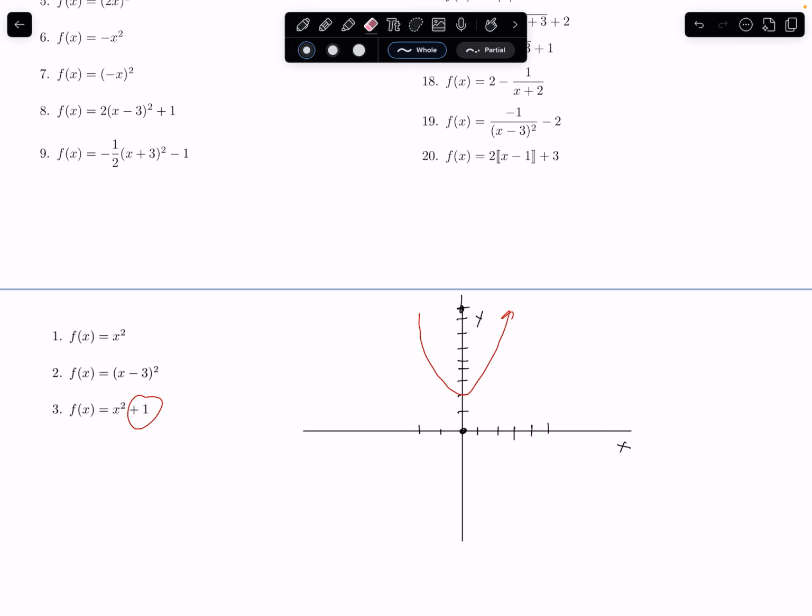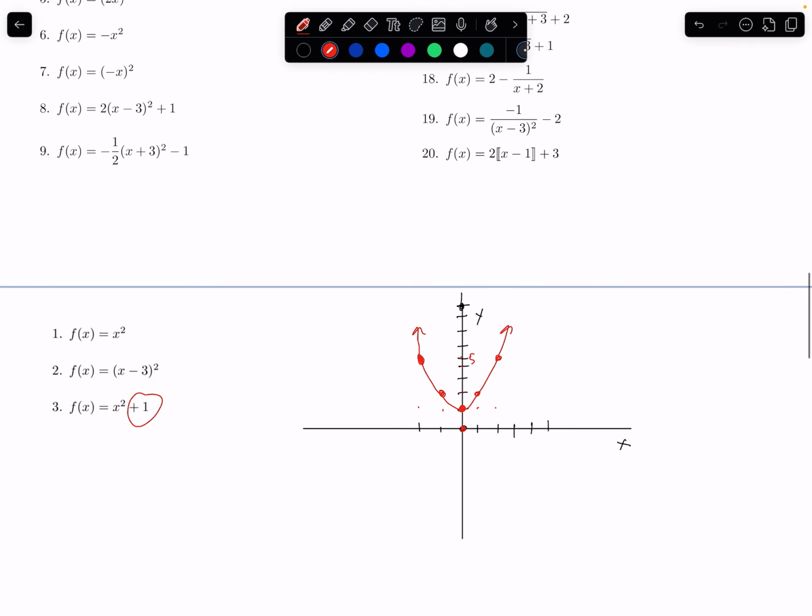Oops, I shifted 2 up, sorry. Should have only shifted 1 up. So right there. Now, if you were to graph it from scratch, what would you do? You take your initial point of 0, move it up 1. From there, go right 1, up 1, left 1, up 1. Right 2, up 4. 1, 2, 3, 4 puts you right at 5. Left 2, up 4, that puts you right at 5. This is 5. Okay, that's it. So that's 1, 2, 3.